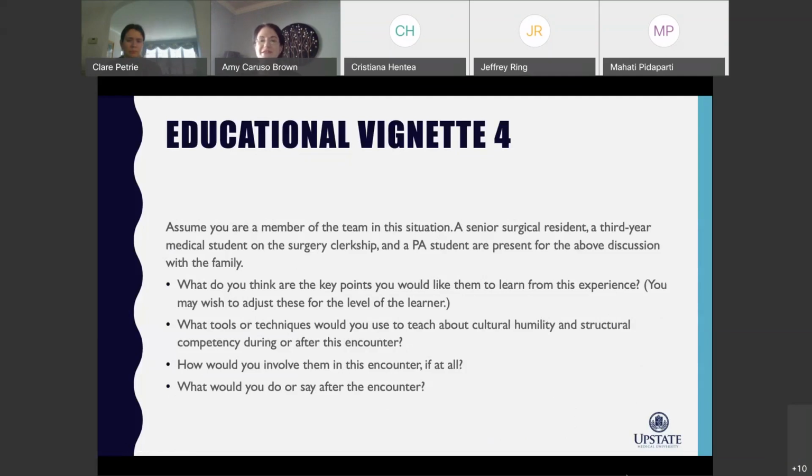And I will say that this is the only case that actually evolved from an experience that I had. I was the student in this encounter, and originally developed it to use with my first year med students to talk about how we respond when families bring up racism like this.